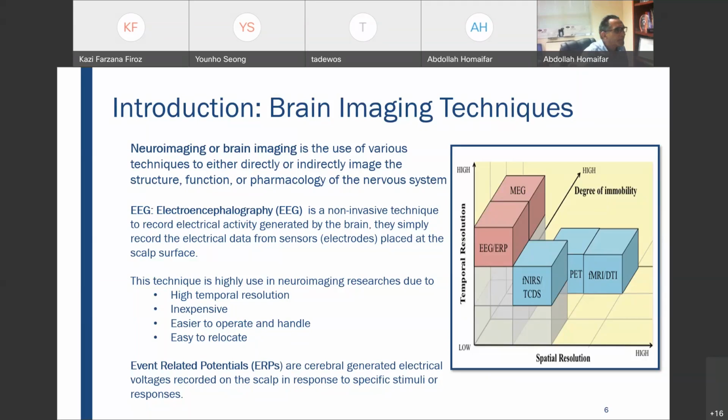One of the methods used in electroencephalography is ERP, or event-related potentials. Those are cerebrally generated electrical voltages recorded on the scalp in response to specific stimuli or responses. Like when we record the EEG on the basis of some events, and we get some potentials, then the study is what we call an ERP study.